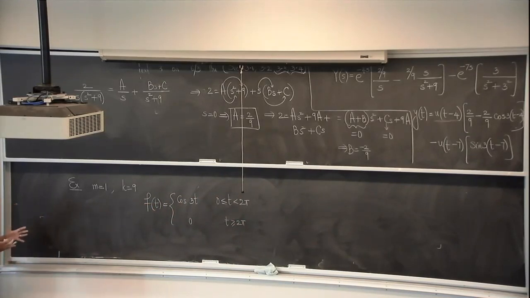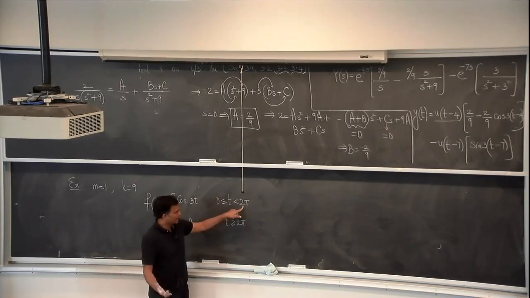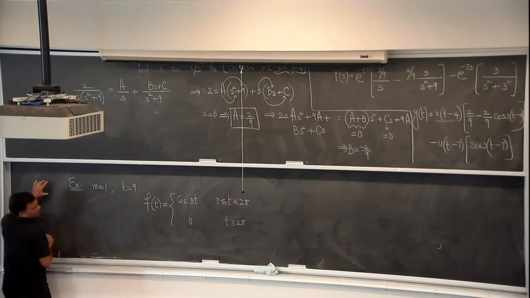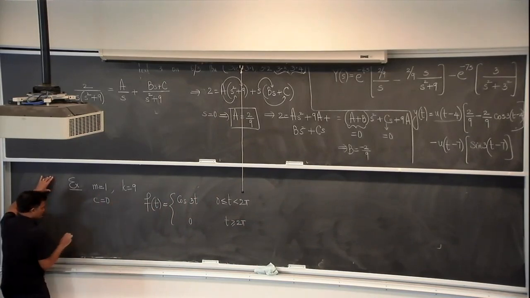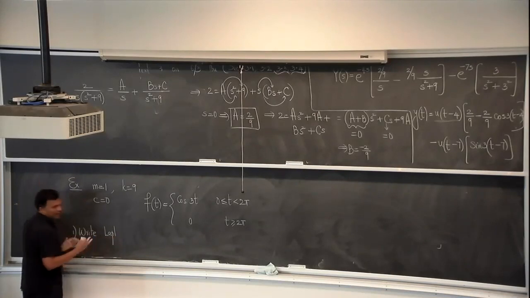If that time, instead of 2 pi, was some other number, it would have been a little bit more difficult to do this. That 2 pi, make a note of why we are doing this. So no damping, c equal to 0, mass, spring, external force. So part 1, write the Laplace transform, which will help you in the second part.